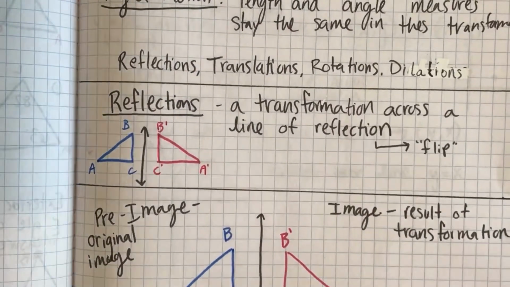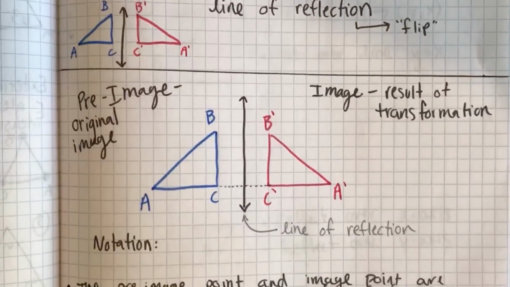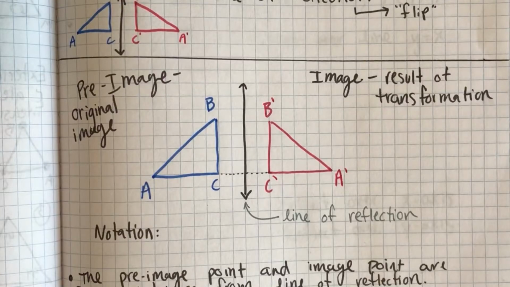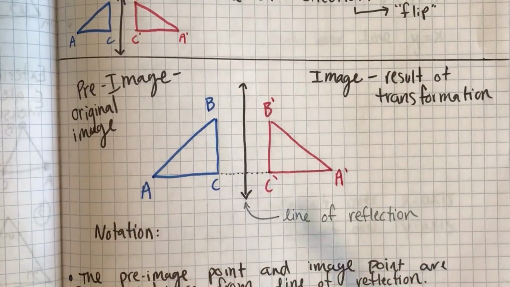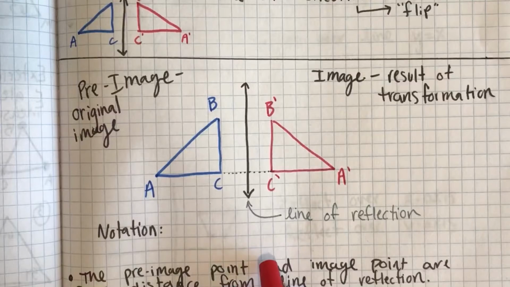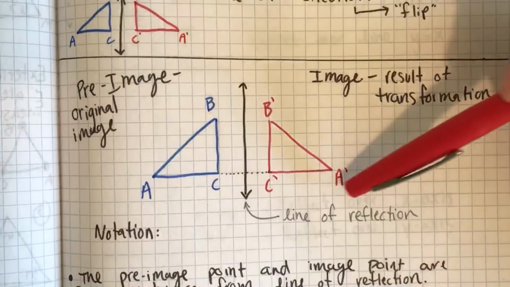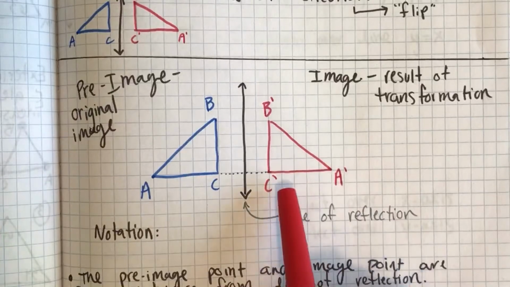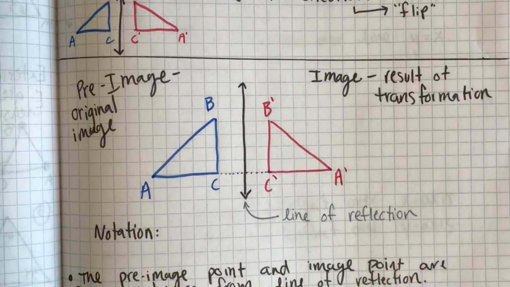So diving into this a little bit more, we've got a pre-image and an image. A pre-image is our original image. It's where we're starting. And we just call that ABC or whatever our figure is named. But it's our original. The image is our result. So after I flip it over this line of reflection, I get new points. Now we can't just call them ABC again, because then we'd get really confused and we wouldn't know which was our pre-image and which was our image. So that's why we put this little apostrophe, and we call that a prime. So we have A prime, B prime, and C prime.